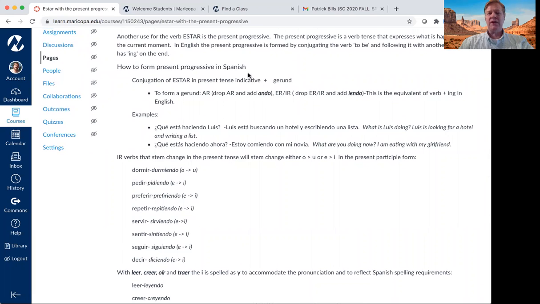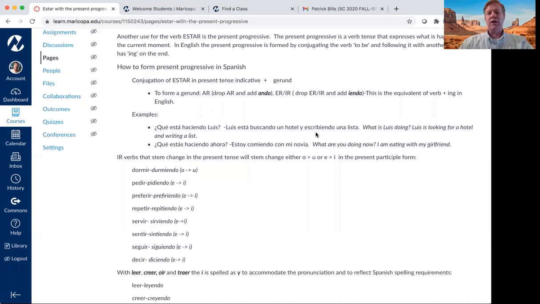So for instance, to say, I am speaking, to speak is hablar. So I am speaking, estoy hablando. They're sleeping, dormir is to sleep, están durmiendo.